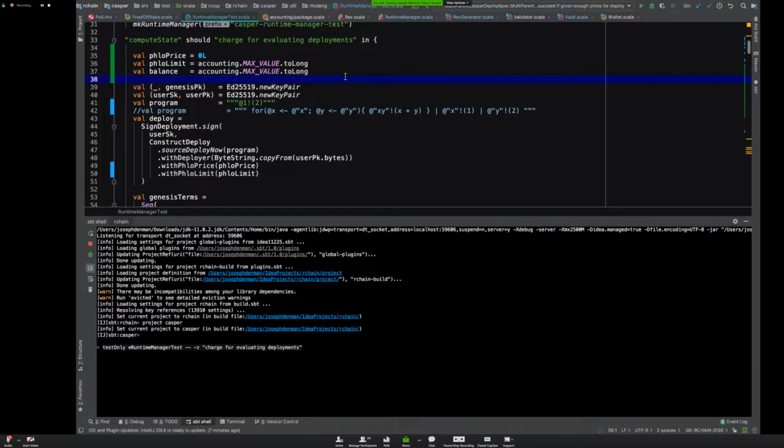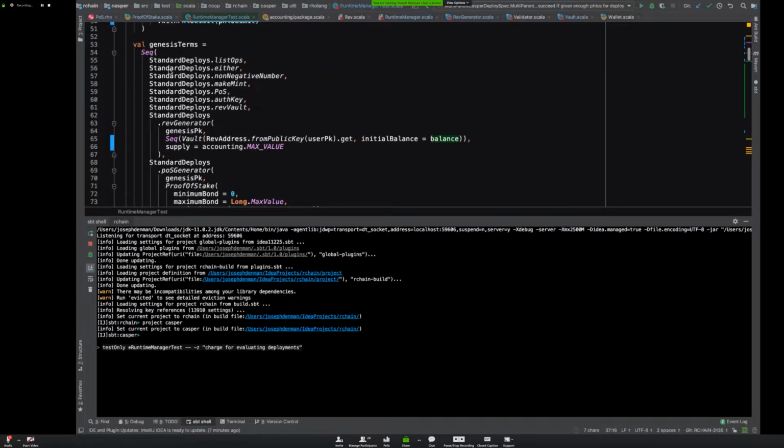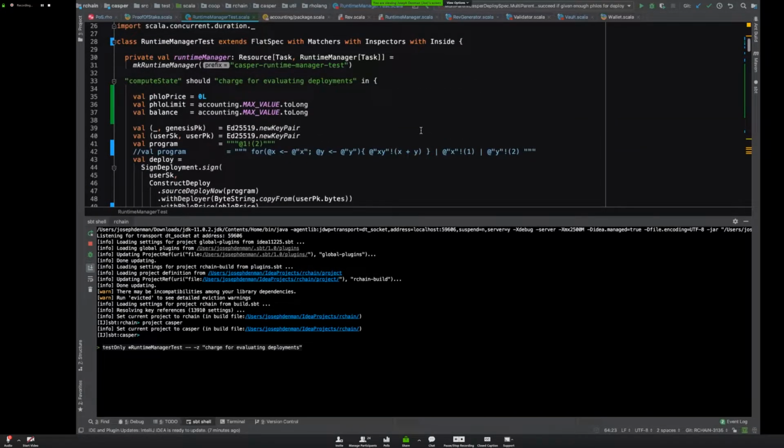So the point is that when a user runs a program, we should measure how complex it is, and then they should be charged for that complexity. So let's try deploying this tiny little program, which just sends the integer 2 on the quoted channel, or the quoted process 1. We're going to deploy this program, initializing the balance of our user to the highest possible value. We're going to make them rich.